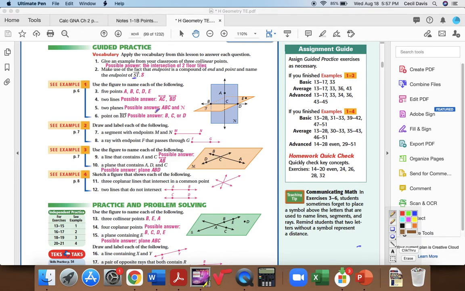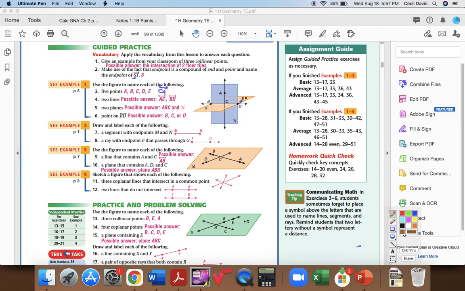All right. For number 3, use the figure to name each of the following 5 points. There are 5 points on here. They are A, B, C, D, and E in no particular order. They just happen to give them alphabetically. 2 lines. There are only 2 lines that are shown here, but how you name them, there are lots of ways. So this line, AC, could also be called line CA. Doesn't make any difference which order it's in.